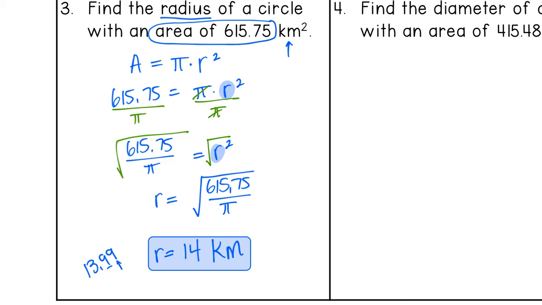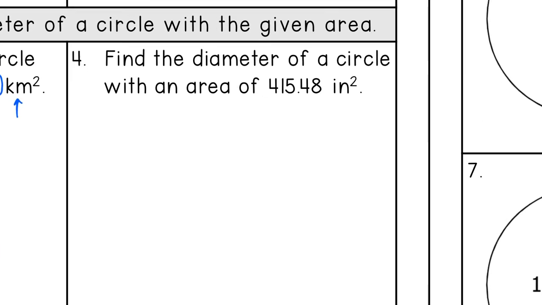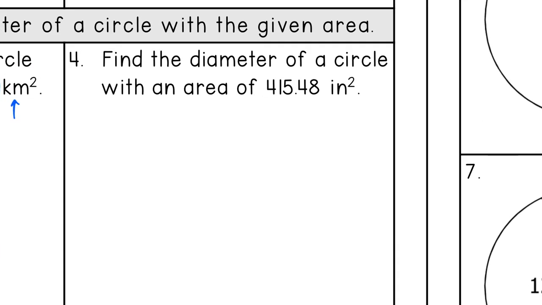Okay, right next to it, it says find the diameter of a circle with an area of 415.48. So this time they want diameter. So remember that diameter is 2 times the radius. So if I have a formula that is area equals pi r squared, we can solve for r and then multiply that by 2. So we know that the area is 415.48.